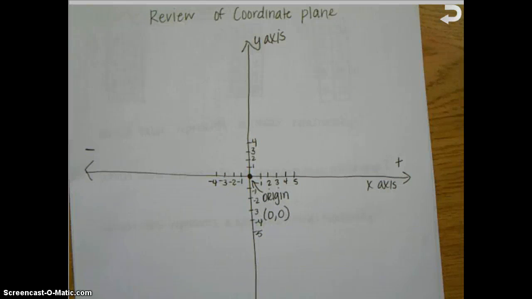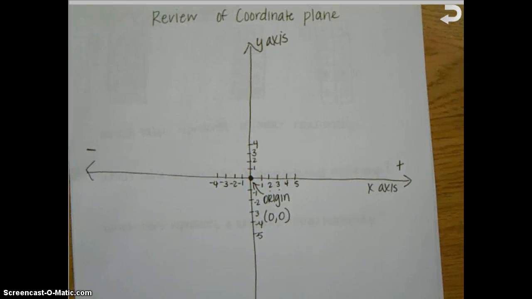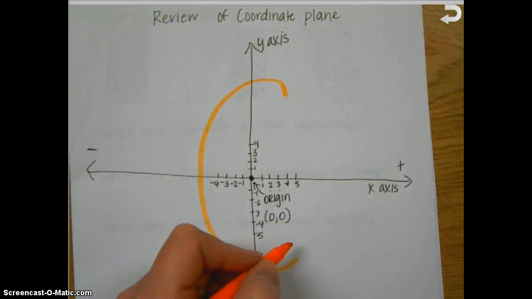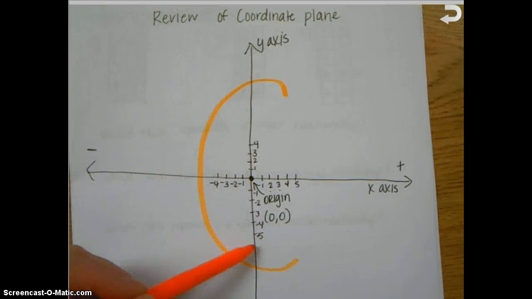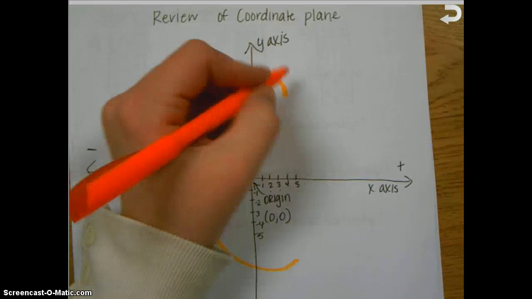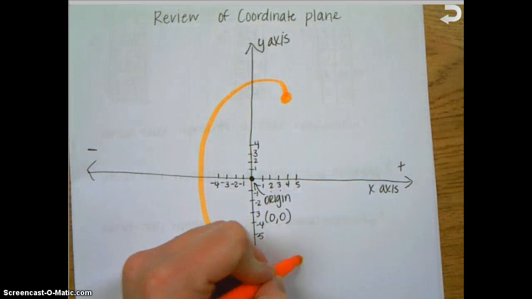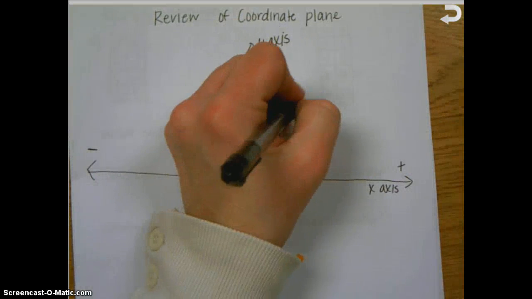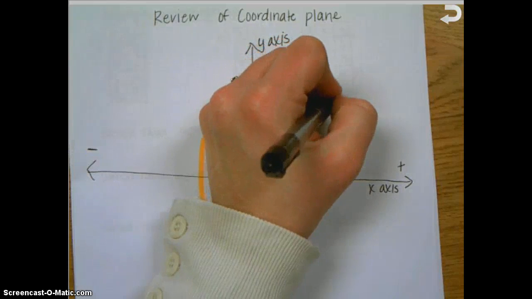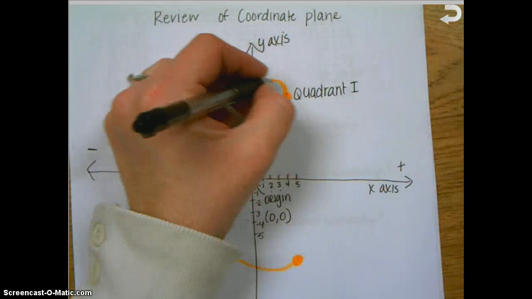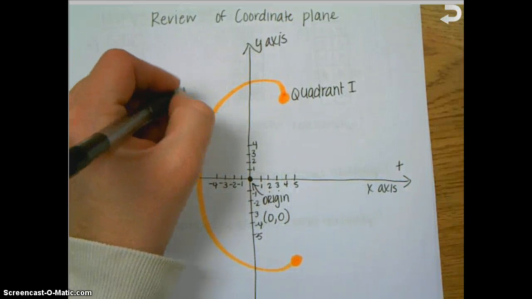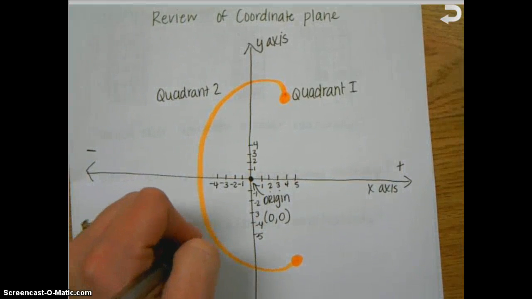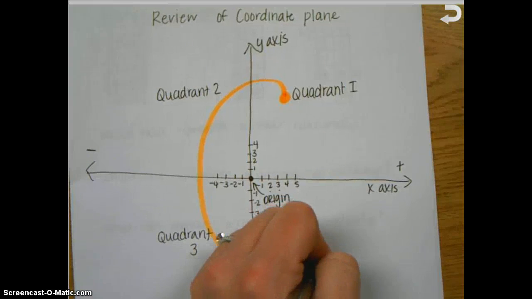Also, when you are graphing, the coordinate plane is divided up into 4 quadrants. The way you remember it is you can draw a C for coordinate plane. Starting here, this is quadrant 1. Then you come over here, this is quadrant 2. Coming down here to the C, quadrant 3. And then it ends at quadrant 4.